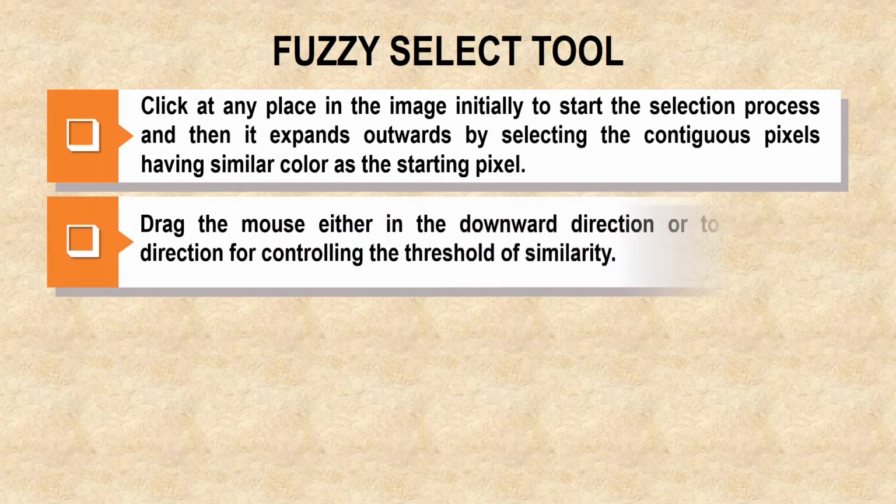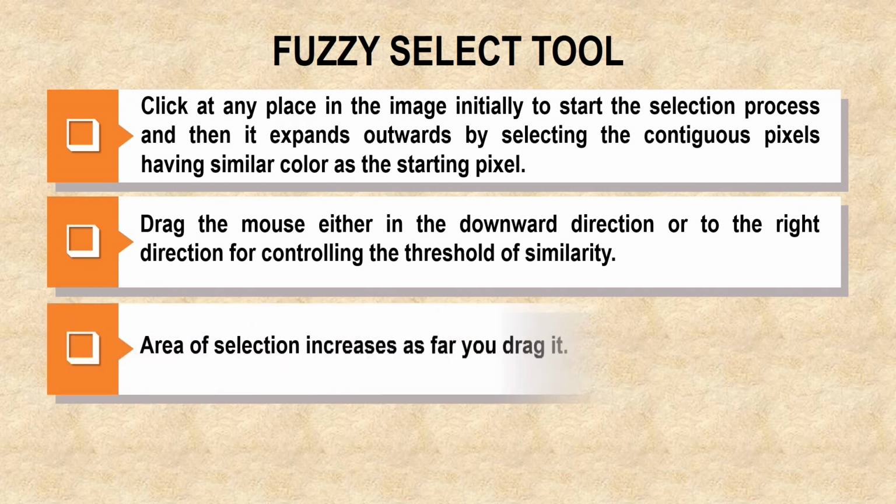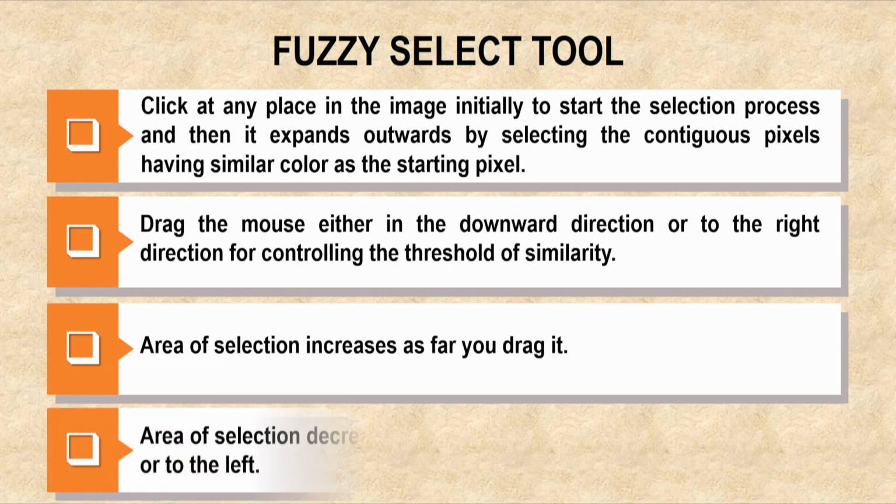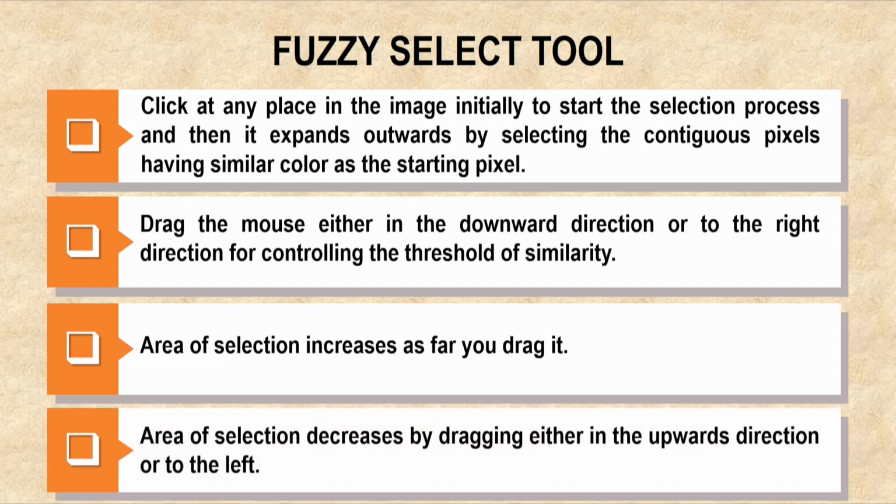Then we need to drag the mouse either in the downward direction or to the right direction for controlling the threshold of similarity. Area of selection by using this fuzzy select tool can be increased as far as we drag the mouse. Similarly, area of selection decreases by dragging either in the upward direction or to the left side.